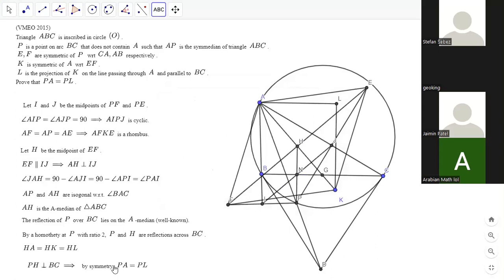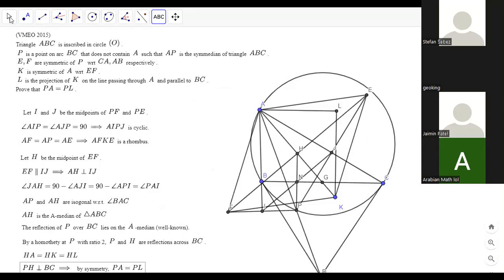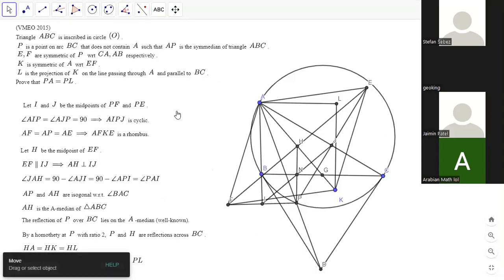Yeah, that's a nice solution. And I like that we use this special well-known fact that if you reflect P over BC, it's the Humpty point. Also, I want to add just another thing about this.